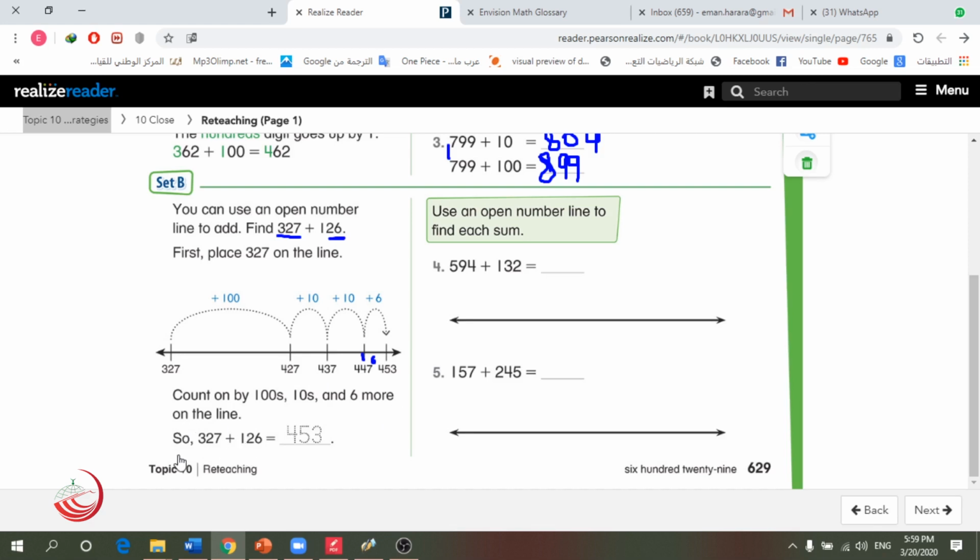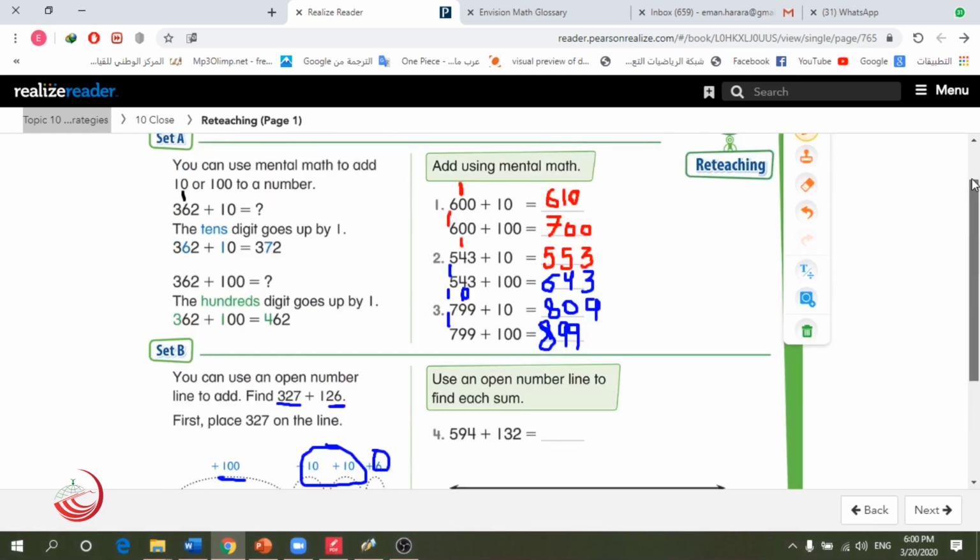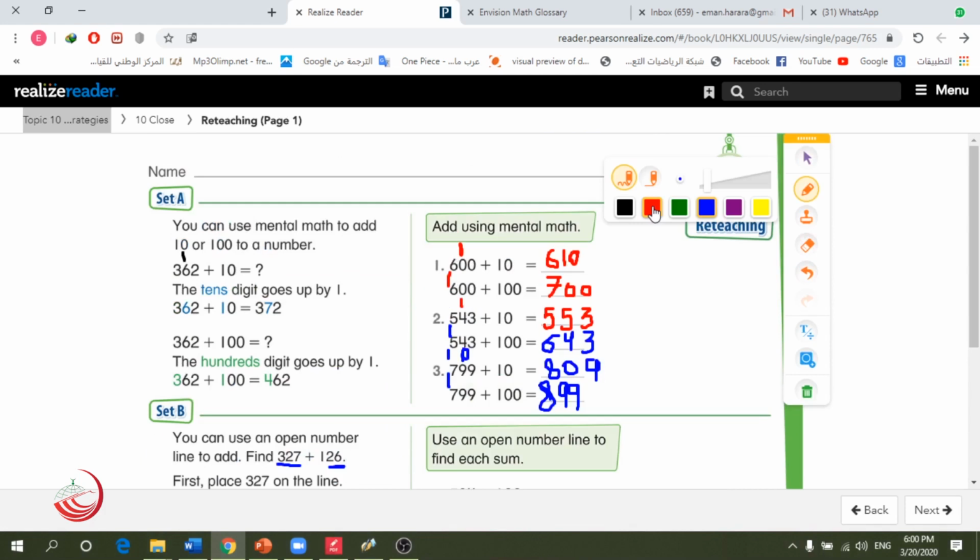So the final answer will be 327 plus 120 and 6, it will give me that answer, which is 453. Now let's change the color of the pen, and let's go answer the last question of the lesson for today.